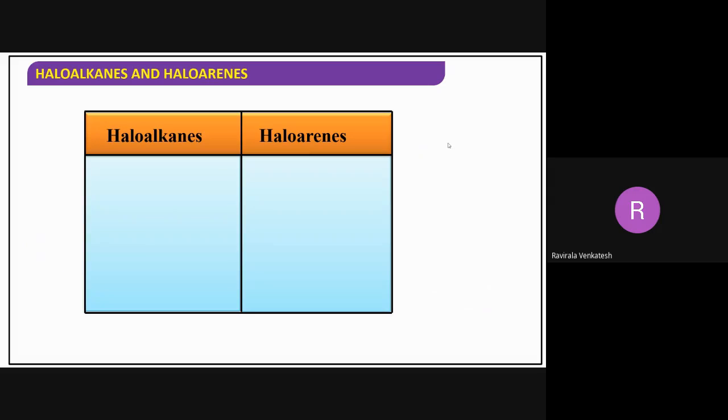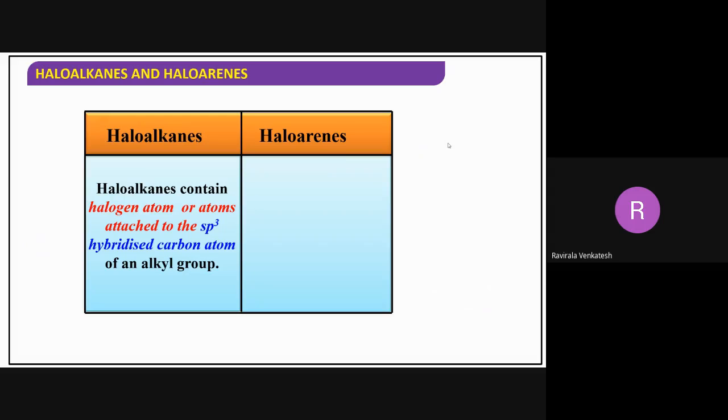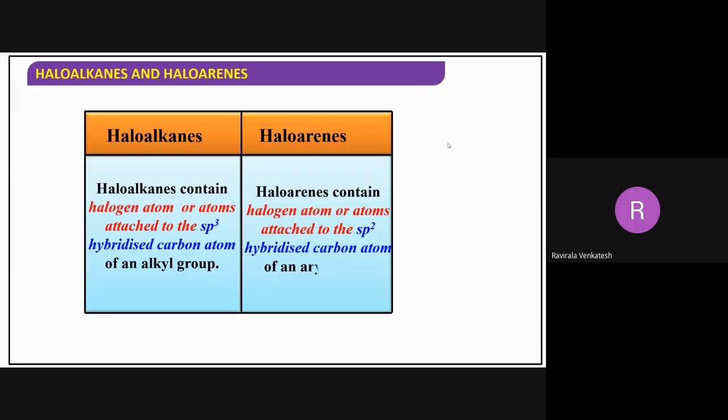Haloalkane, haloarenes. What is the difference between these? Let me see again now. Haloalkanes contain halogen atom or atoms attached to sp3 hybridized carbon atom of an alkyl group. Okay. Now, what are haloarenes? They contain sp2 carbon bonded to halogen. Very simple. I will write here. All of you observe what happened.